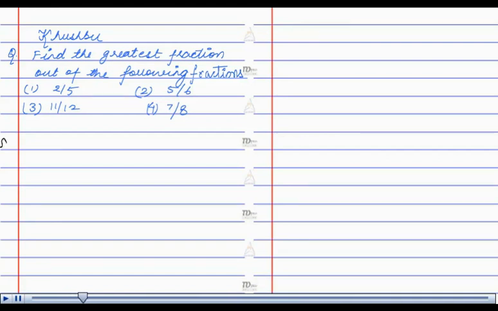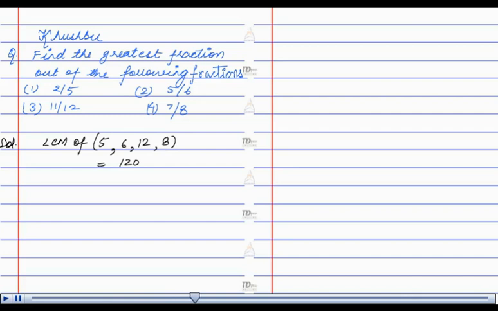The question is, find the greatest fraction out of the following. To compare fractions with different denominators, we first need to bring them down to a common denominator. For this, we need to find out the LCM of all the denominators, that is 5, 6, 12 and 8, which comes out to be 120.